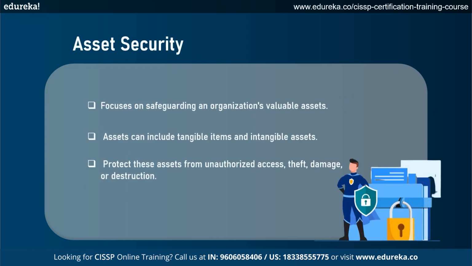Second is asset security. Asset security is a crucial domain within the field of information security that focuses on safeguarding an organization's valuable assets. Here assets can include tangible items such as physical infrastructure and equipment, and intangible assets such as data, information systems, intellectual property, and human resources. The goal of asset security is to protect these assets from unauthorized access, theft, damage, or destruction. The key components of asset security are as follows.